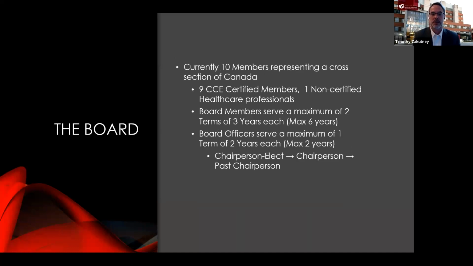Currently, there are 10 members on the board, representing a cross-section across Canada. We have 9 certified members and 1 non-certified healthcare professional. Board members serve a maximum of 2 terms of 3 years, and the board officers serve a maximum of 1 term of 2 years each.